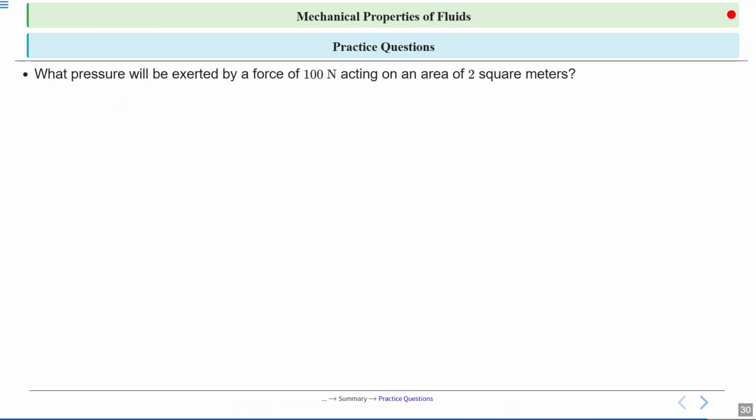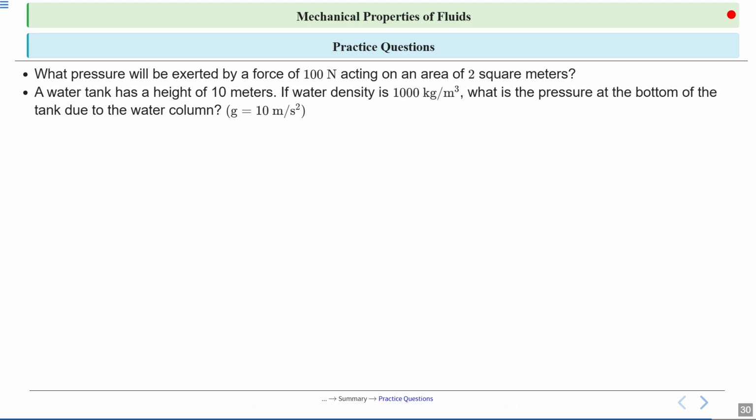So now we have some practice questions. First, what pressure will be exerted by a force of 100 Newton acting on an area of 2 square meters? Second, a water tank has a height of 10 meters. If water density is 1000 kg per meter cube, what is the pressure at the bottom of the tank due to the water column?